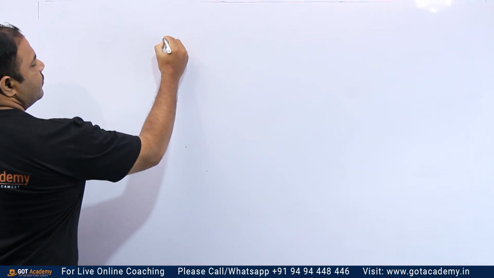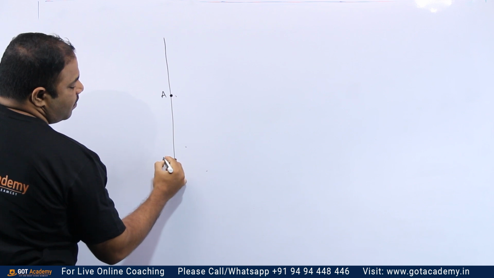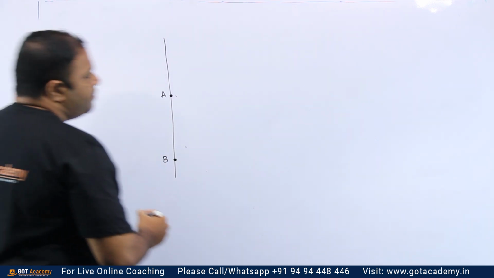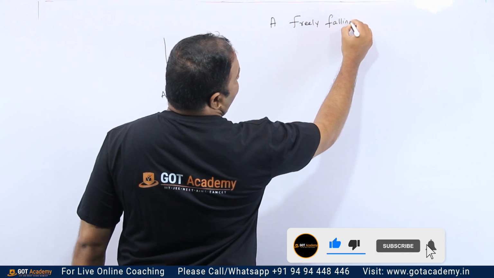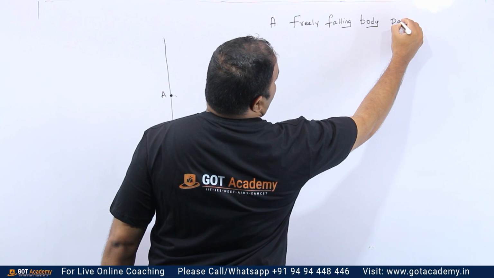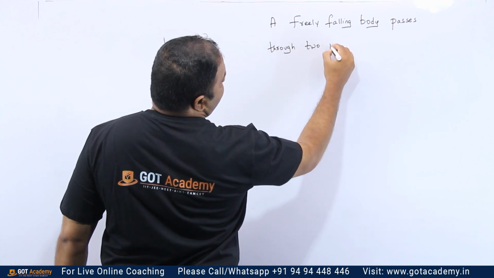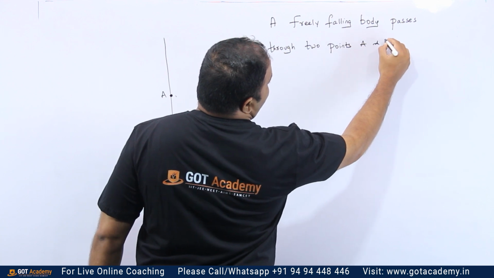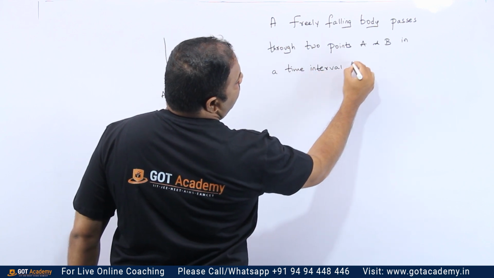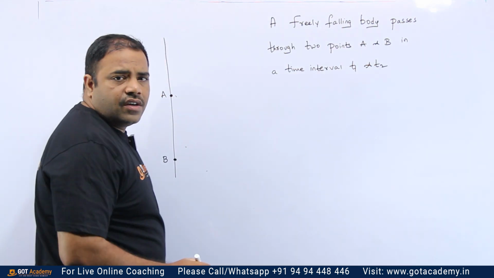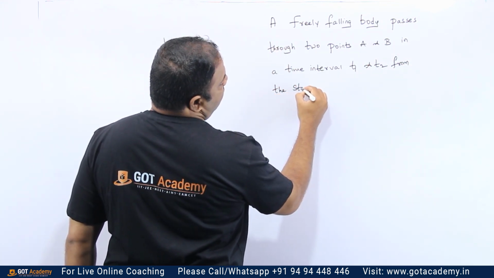So, let me draw. Let me assume this is point A and let me assume this is point B. So, what I am saying is that a freely falling body passes through 2 points A and B in a time interval T1 and T2 from the start.